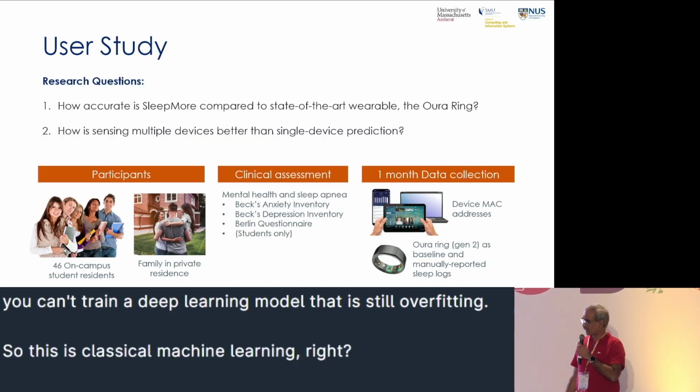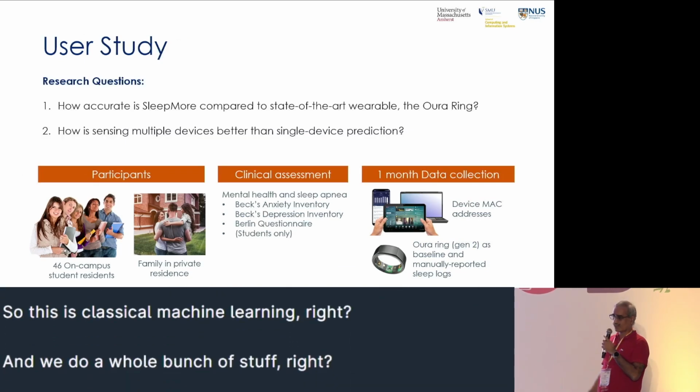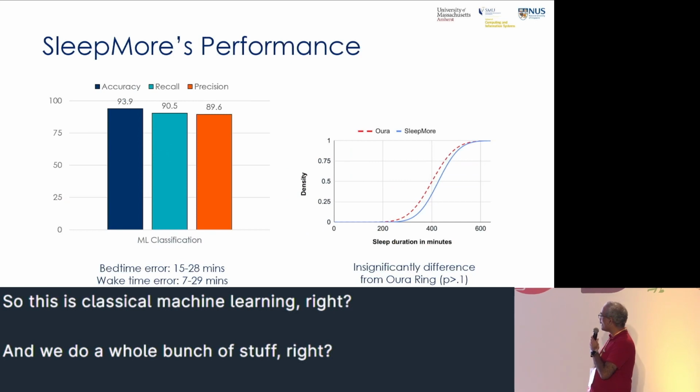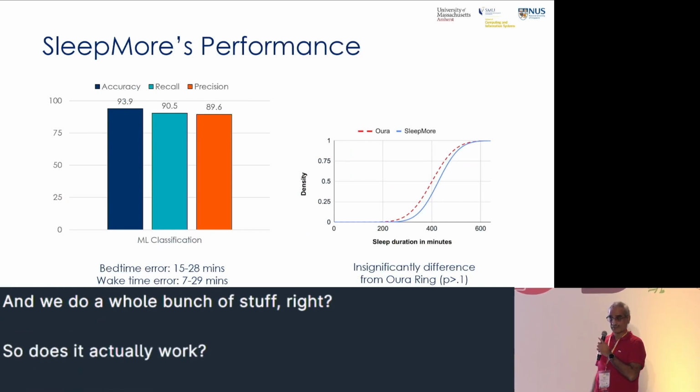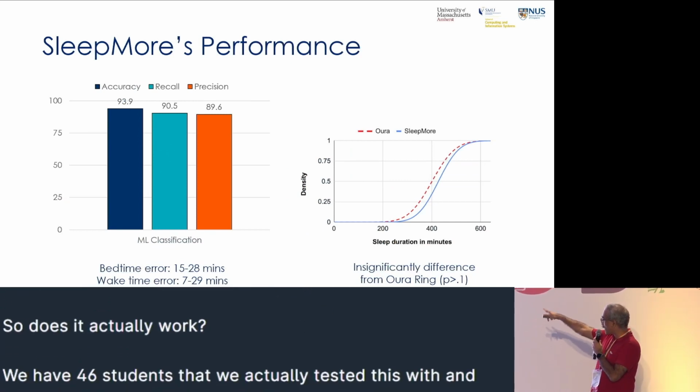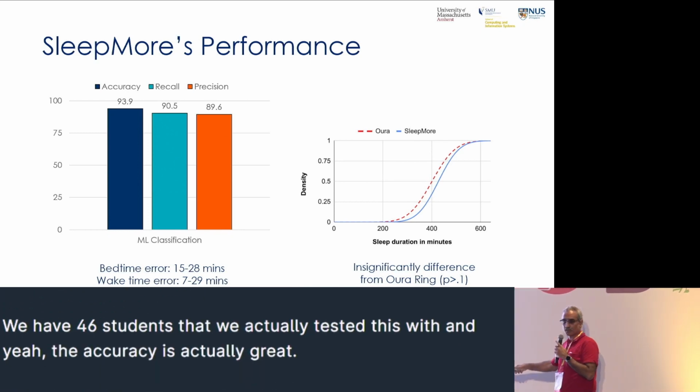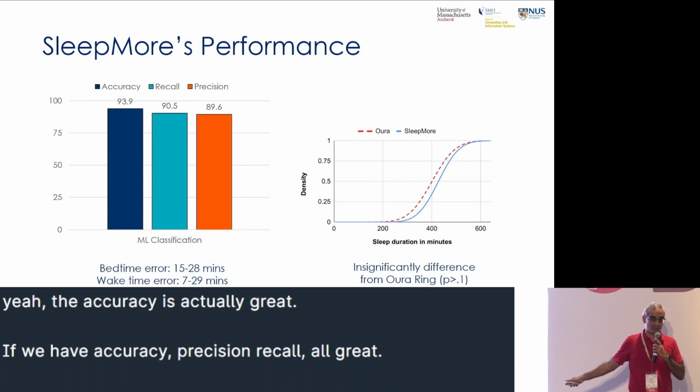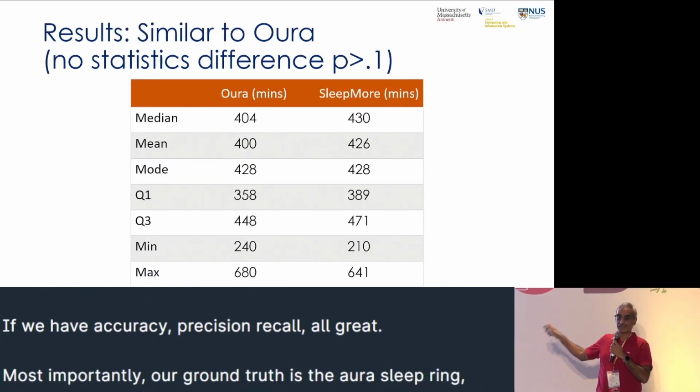So does it actually work? We have 46 students that we actually tested this with. And yeah, the accuracy is actually great. We have accuracy, precision, recall, all great. Most importantly, our ground truth is the Oura sleep ring, which is a state-of-the-art sleep ring. And our metrics are exactly the same.